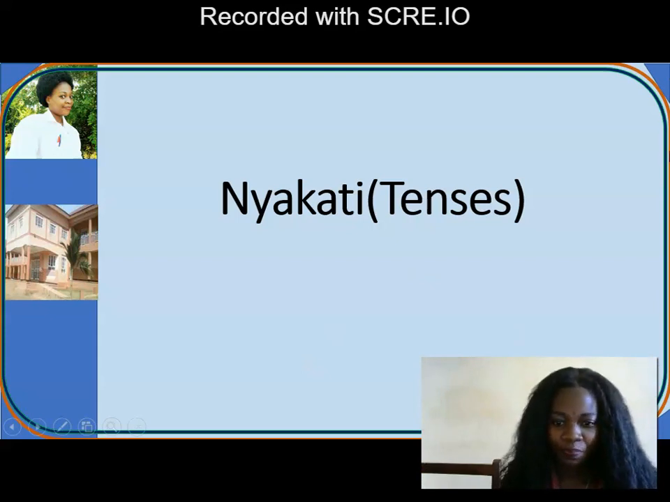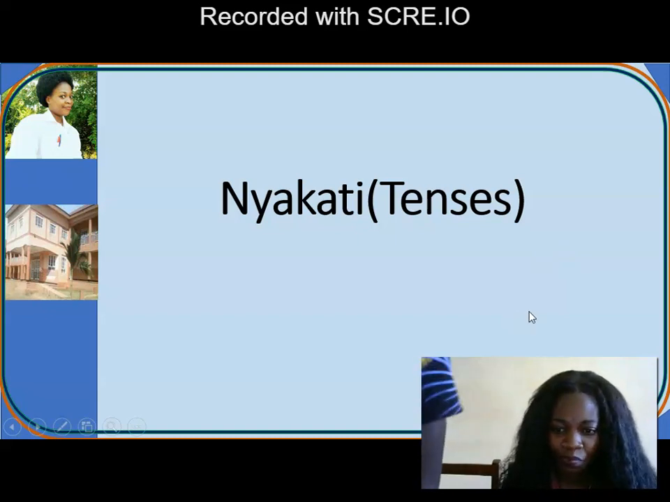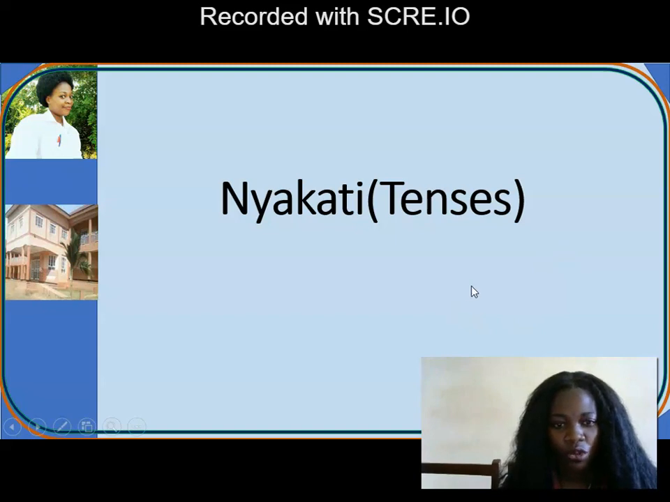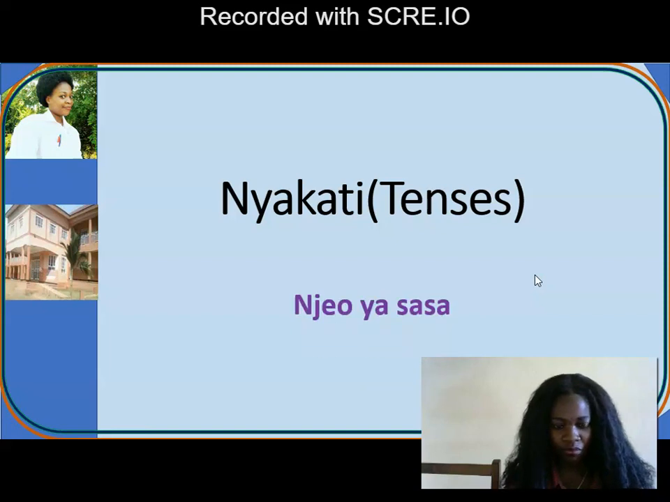So now we stopped on how we can make sentences from a table in Njeo ya sasa. So now we can continue and see how we can negate those statements from positive ones to negative ones. We are still in Njeo ya sasa, present simple tense.